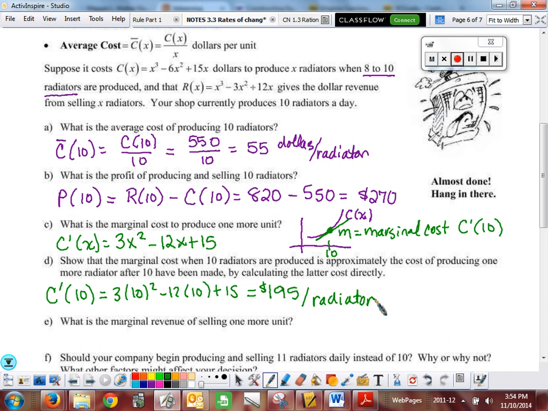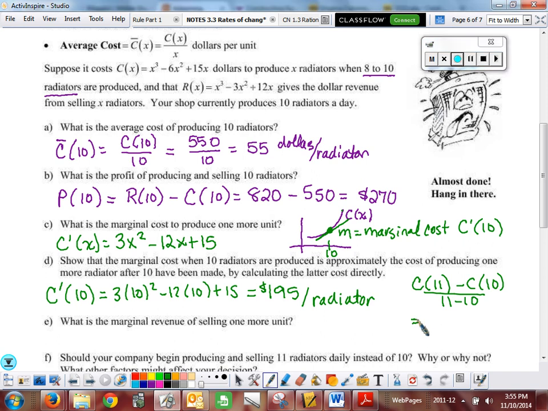Now, if I look at the average, which is C of 11 minus C of 10 over 11 minus 10, that idea is looking at the slope of the secant line between these two points. We can figure out the average increase, the actual cost, if the function were to continue. And so C of 11 minus C of 10, plug in 11.